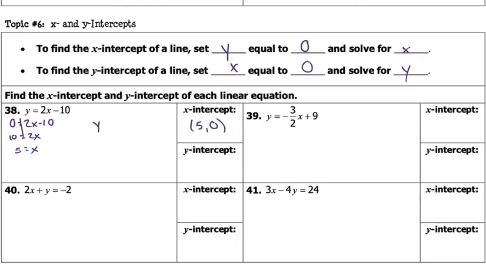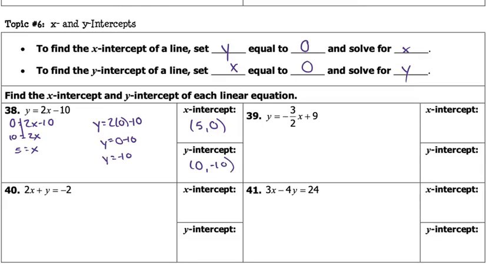Now do the opposite if I want to know what the y is, right? I'm going to put 0 in for x. So y equals 2 times 0 minus 10. Well, 2 times 0 is 0, minus 10. So y would equal negative 10. So when I input x is 0, out comes y of negative 10.